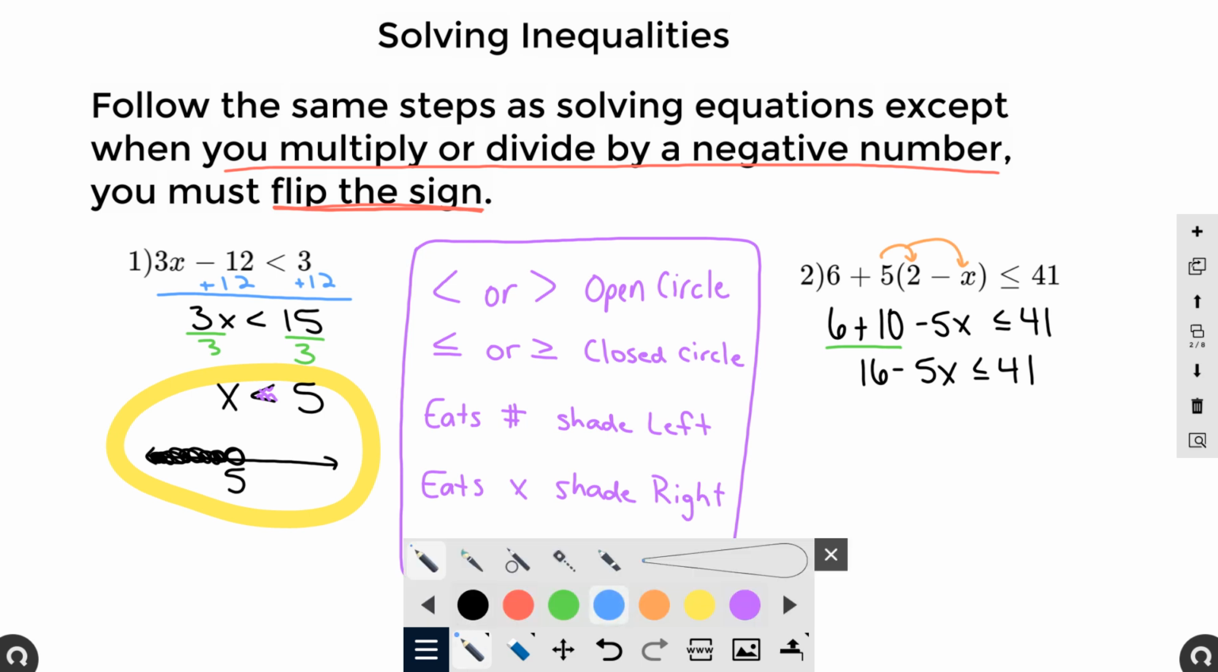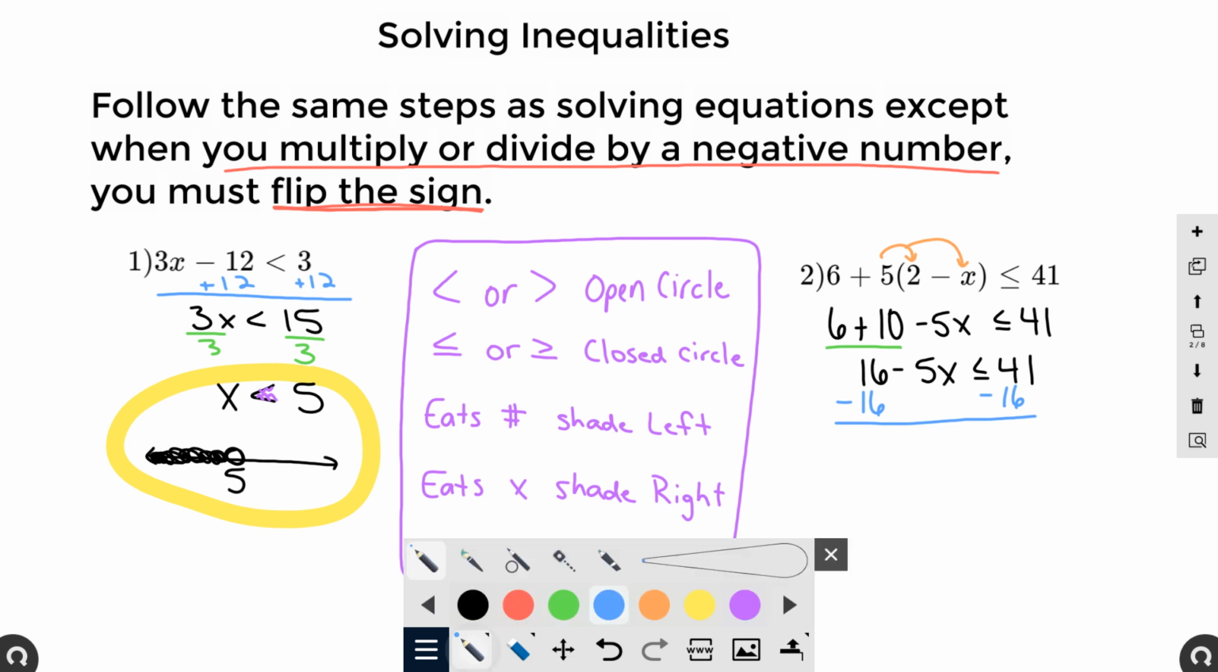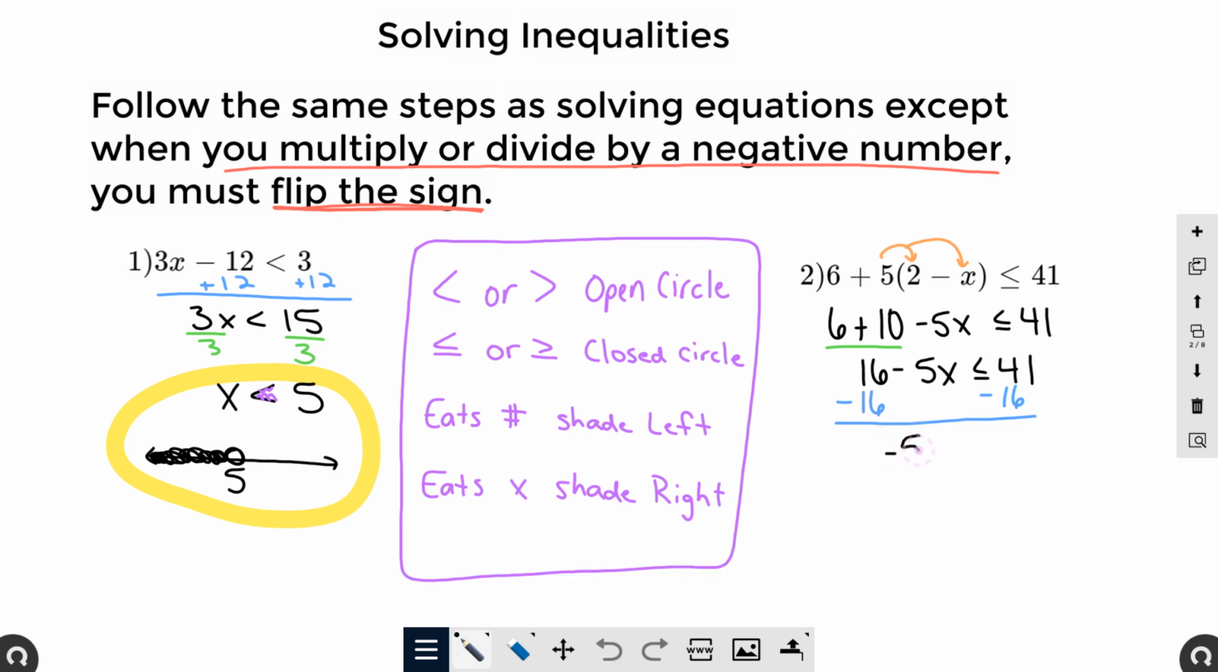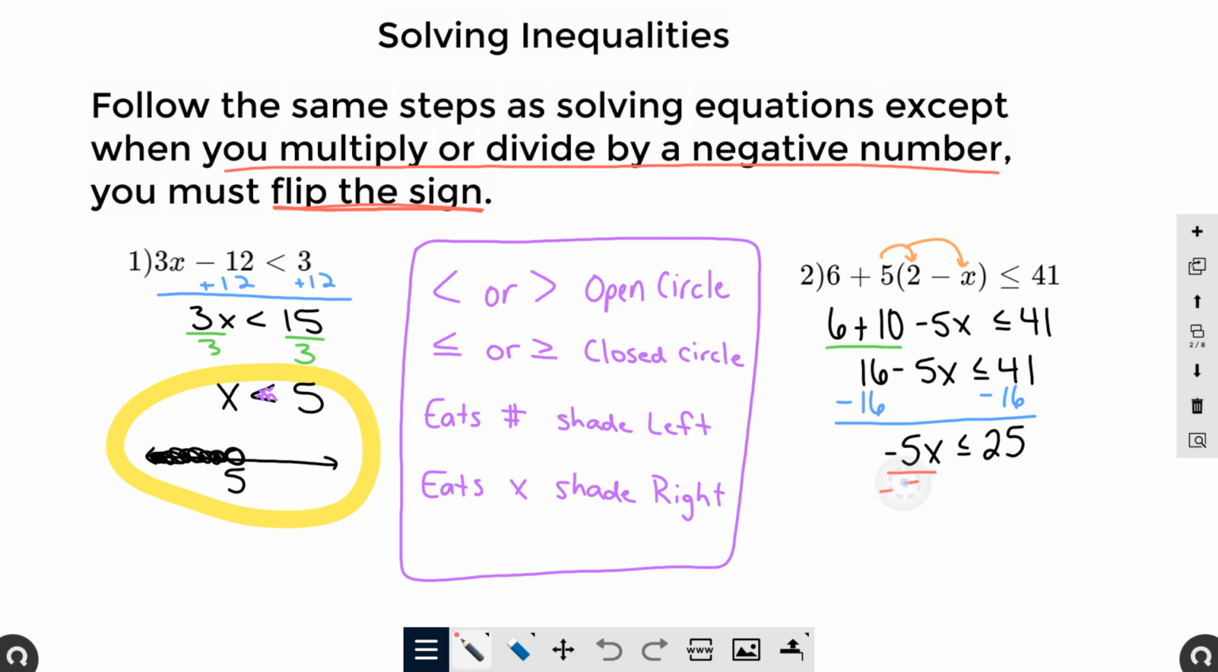Subtract the 16. So we have negative 5x is less than or equal to 35? 25? Oops, yeah, 25, sorry. And then what's the next step? Divide by what? Oh, what happens when we divide by a negative?